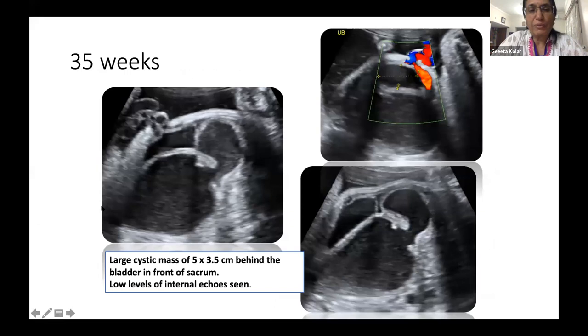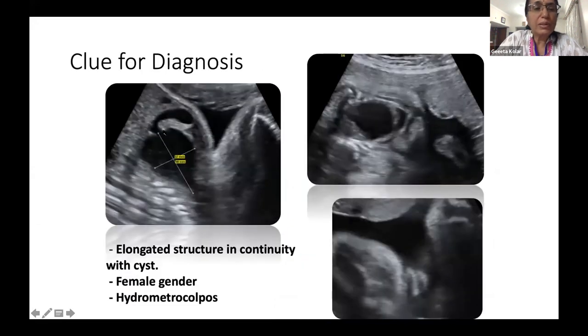By 35 weeks, when we scanned, we found a large cystic mass of 5 by 3 centimeters behind the bladder in front of the sacrum. And there were low level echoes. What gave us a clue was a fimbrial end of a tube. Can you see this?